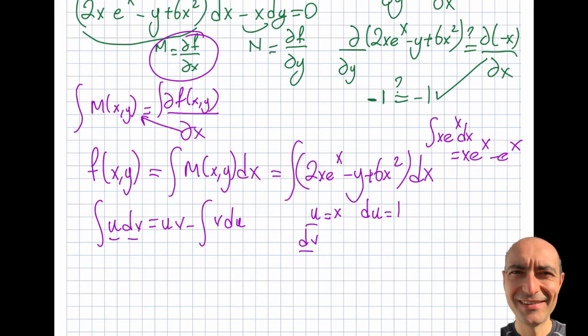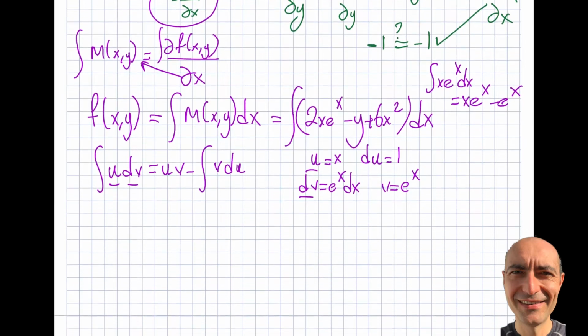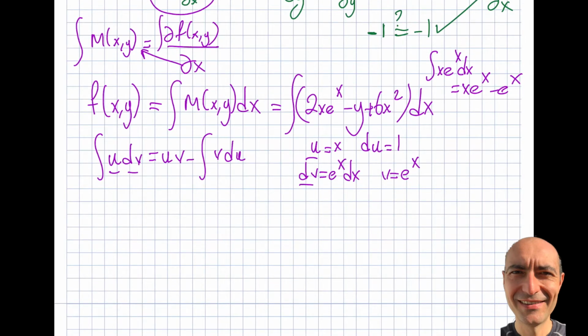And dv is the remaining part, so that will be e to the x, so then v will be equal to e to the x, right? Okay. So then I will proceed with solving this particular equation. So this will be 2 times uv, which is x e to the x, see, that's the first term I talked about, minus the integral of e to the x dx, right, minus xy plus 2x cubed, okay, plus, now here's where you will be confused.